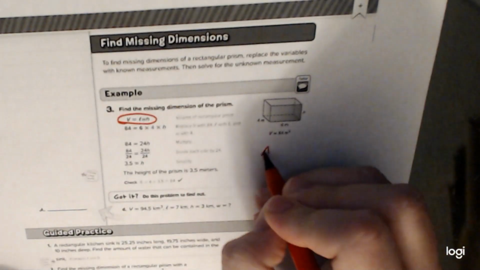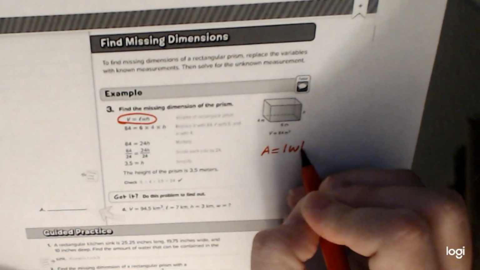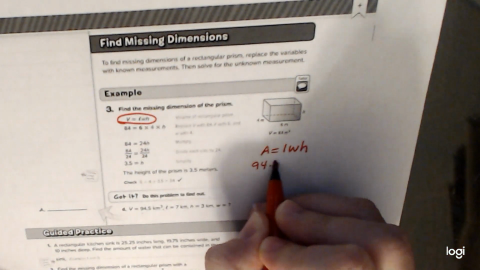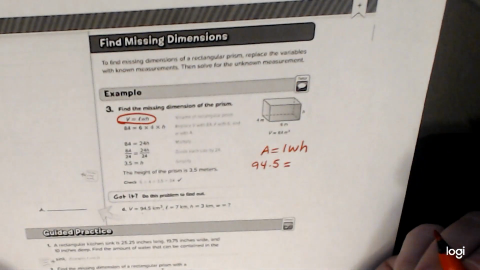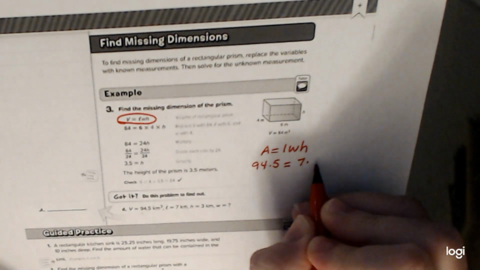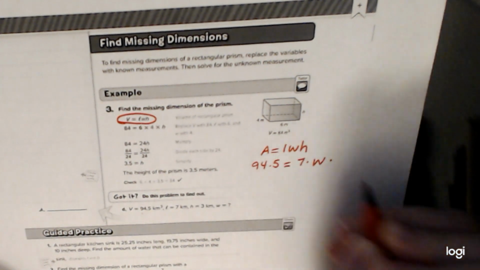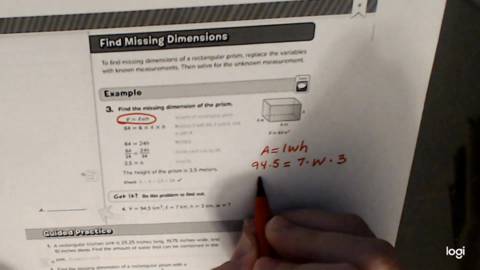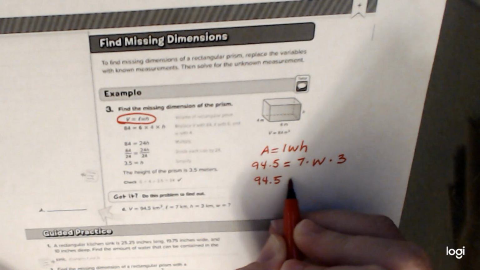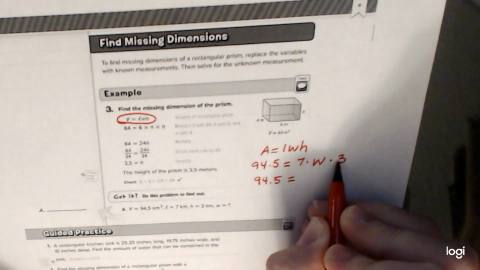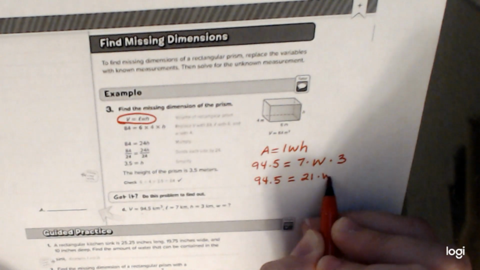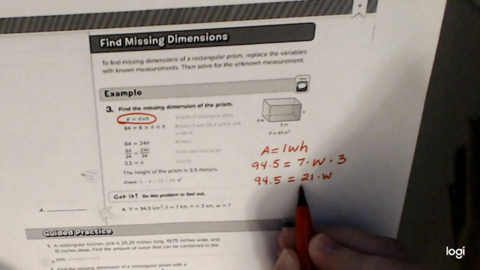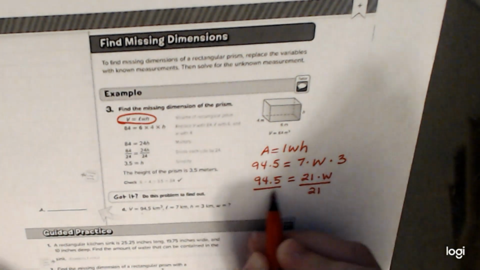So we're going to use the same formula, volume equals length times width times height. So volume I know is 94.5 equals length is 7 times, we don't know the width, times the height is 3. We're going to solve this. We know that we can multiply 7 times 3 to get 21 times W. Now in equations, in order to get rid of this and isolate the variable, we're going to divide by 21.